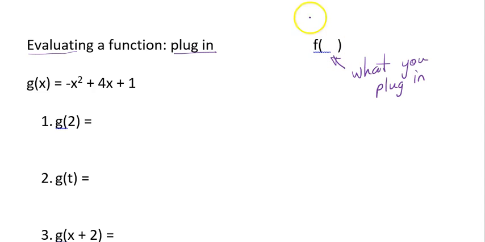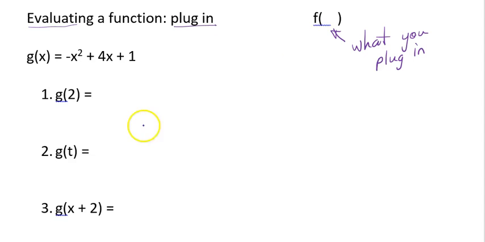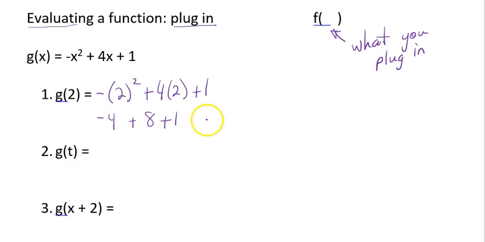So our first example over here is this g of x, and I have this quadratic equation, and they are asking us in number 1 to plug in 2. So I'm going to say negative 2 squared plus 4 times 2 plus 1, and then you just figure out what that outcome is. So I have negative 4 plus 8 plus 1, and that's 5. So my answer for that is 5.